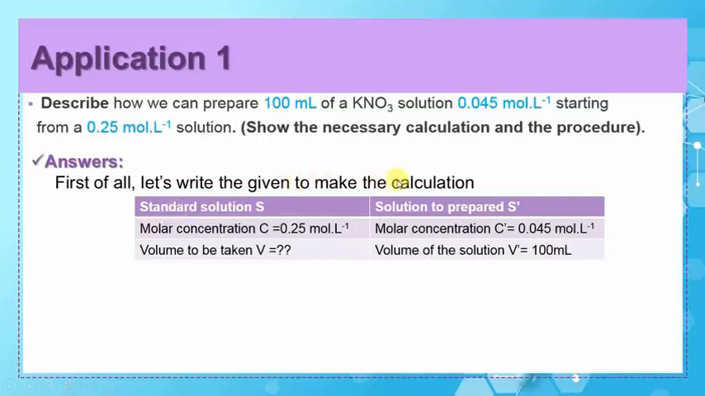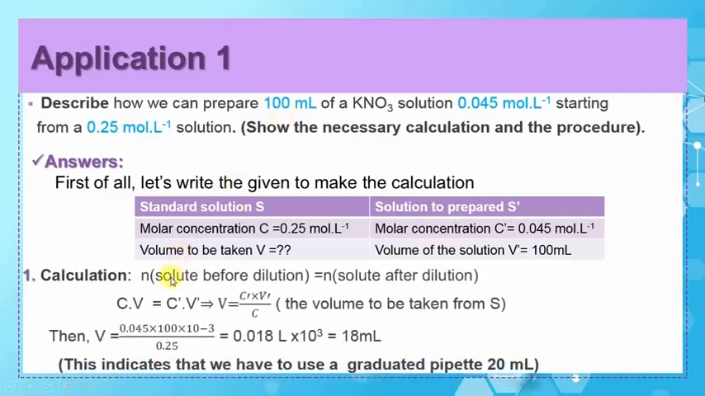First of all, let's write the given to make the calculation. This is an important step to solve the exercise. The standard solution S of molar concentration C is 0.25 mole per liter. We use this solution to obtain a new solution S prime of molar concentration C prime 0.045 mole per liter, less than the initial one. And the volume that must be taken is represented by V, and it has to be calculated, while the volume of the new solution V prime is 100 milliliter, because we have to prepare 100 milliliter of solution.